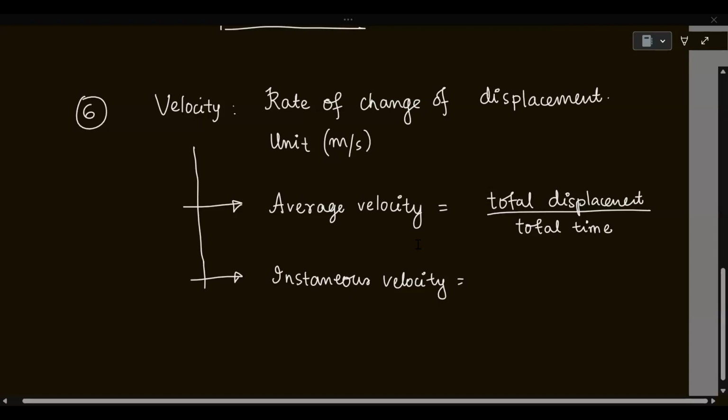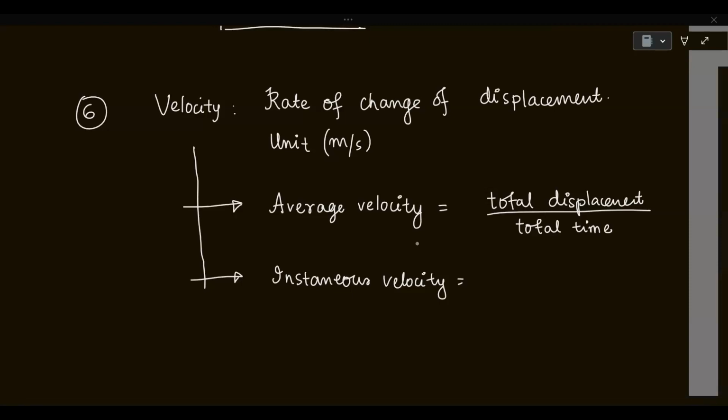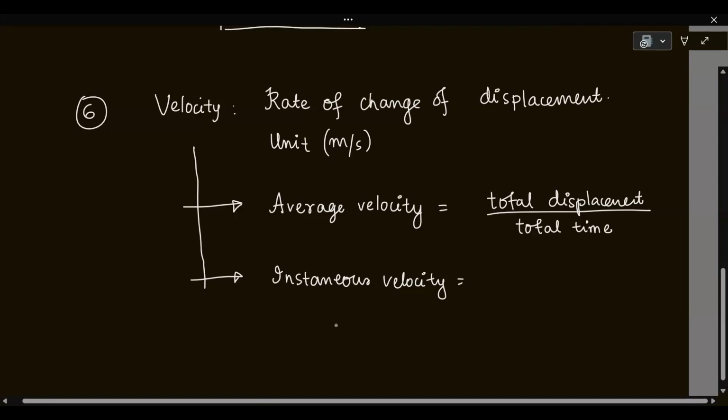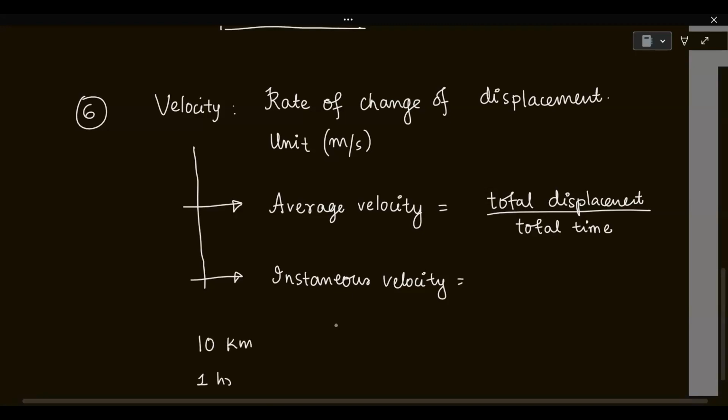Really good. Very nice. See, if I had to explain this in a very easy manner, let's say I'm traveling from here to school. You know what? The distance from my home to my school is, let's say, 10 kilometers, and I covered it in 1 hour.